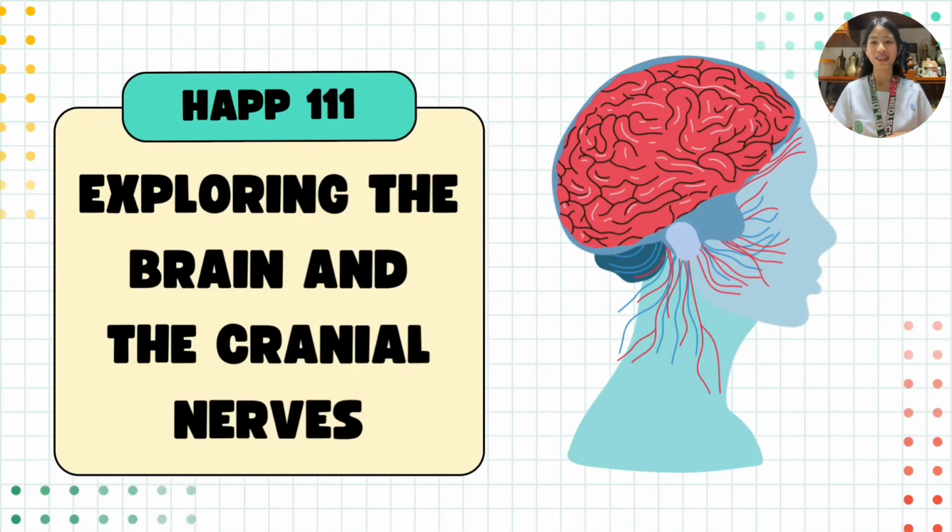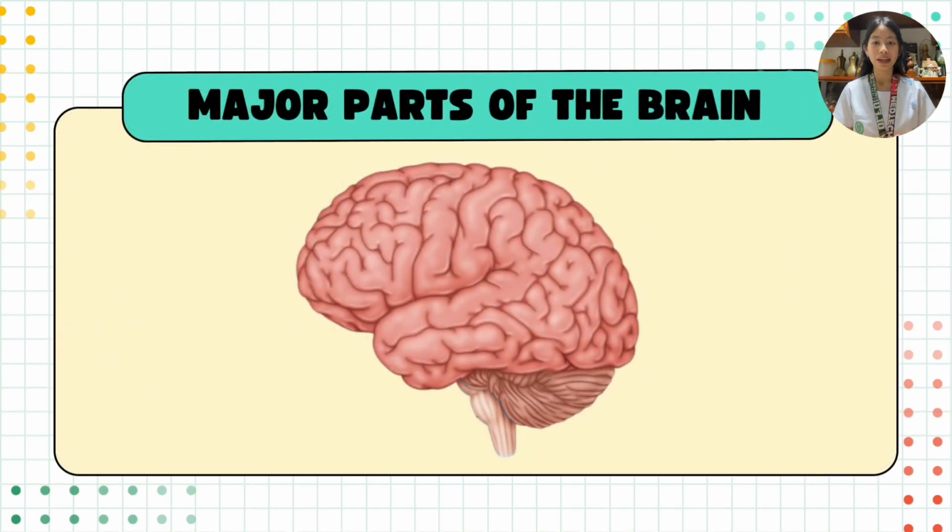Hi everyone! For today's lesson, we're going to explore the brain and the cranial nerves. The brain is the control center of the body that processes information and coordinates thoughts, emotions, movements, and vital functions.